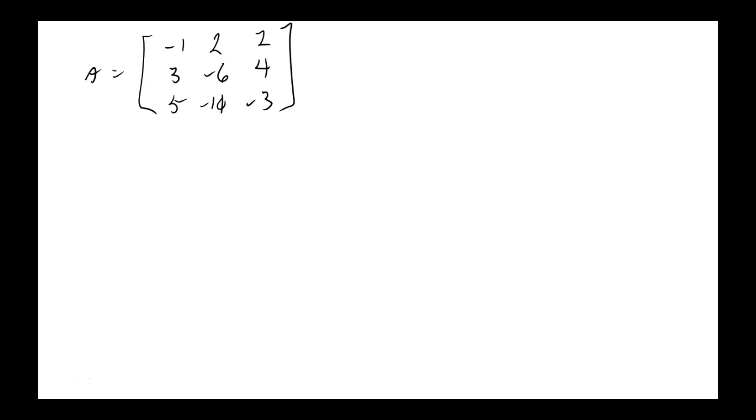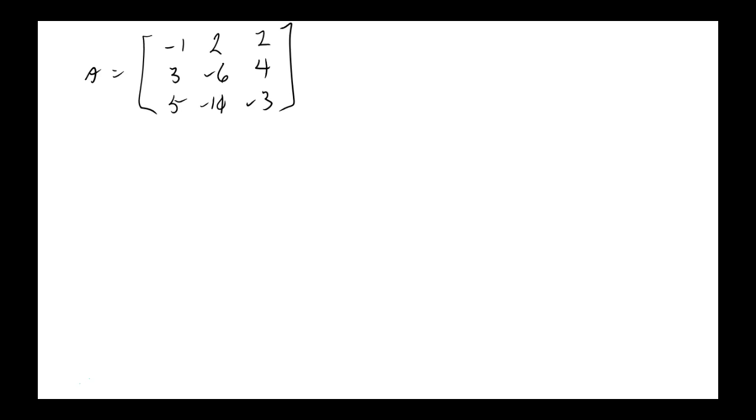All right, example 3. Find the determinant of A. Here's A. And that's going to be minus 1, 2, 2, 3, negative 6, 4, and 5, negative 10, negative 3. All you're interested in is the determinant. You really don't care what you do to it. You're interested in the determinant.